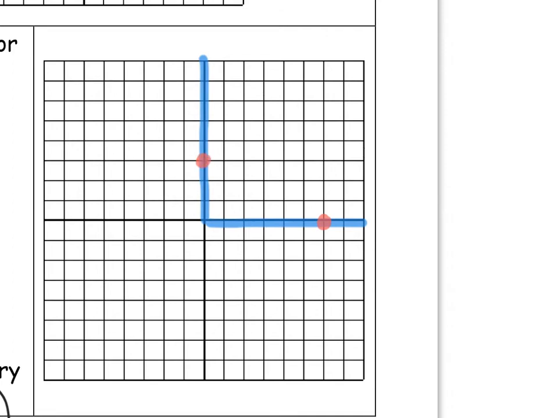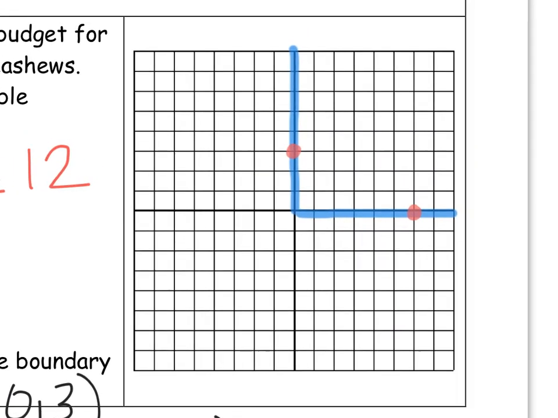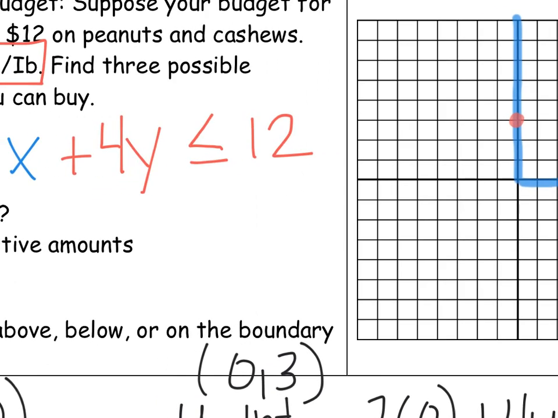So now I need to determine, am I going to have a solid or a dotted line? Am I going to shade above or below? If I look at my inequality symbol right here, it has an equal to sign, so that means my boundary line is going to be solid, and it's less than, so that means I'm going to shade below the line.